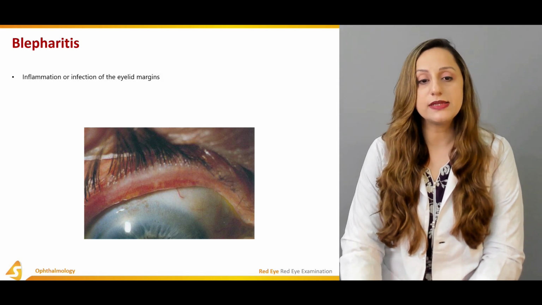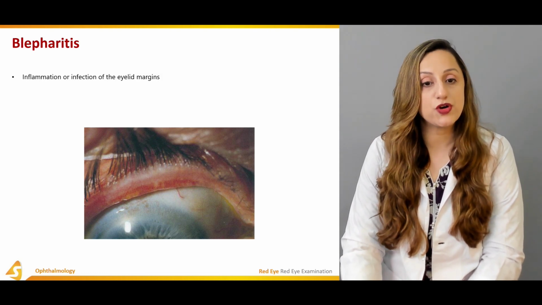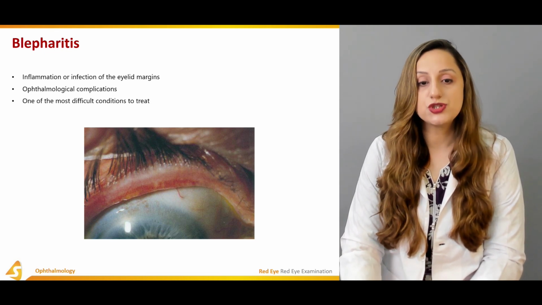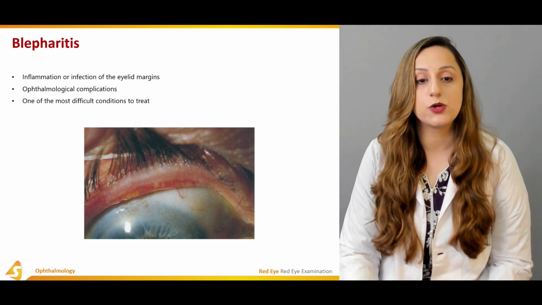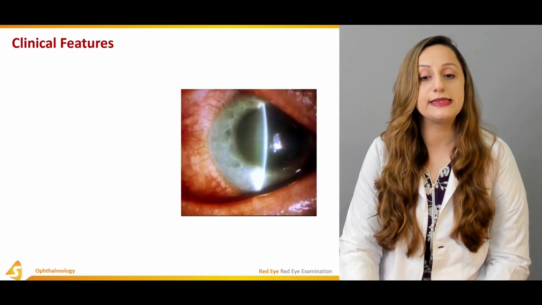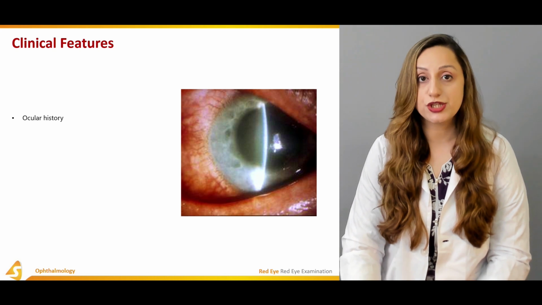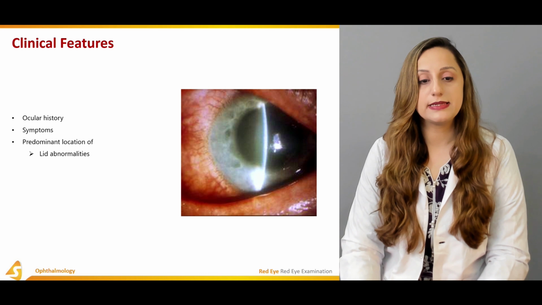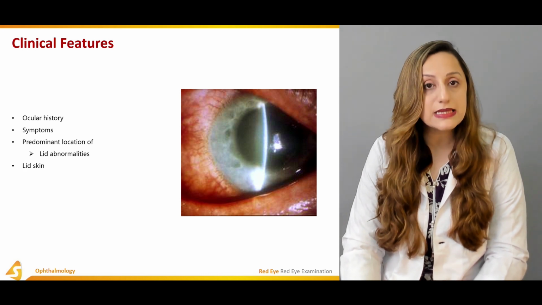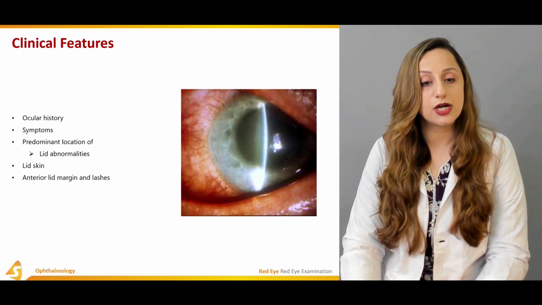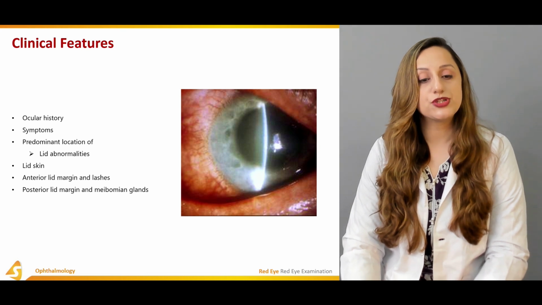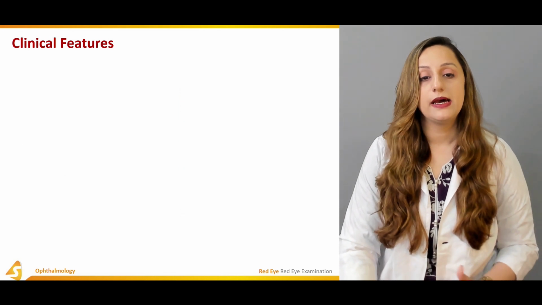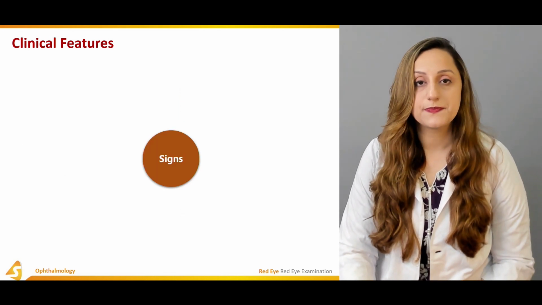We have blepharitis on the other hand, that is basically an inflammation or infection of the eyelid margins. Ophthalmologic complications or ocular complications are obviously there. One of the most difficult conditions to treat. The clinical features would include the ocular history, symptoms, and predominant locations of the lid abnormalities. The lid skin is sometimes involved. The anterior lid margins and the lashes are involved. Posterior lid margins and meibomian glands may be complicated in the advancement of the disease.